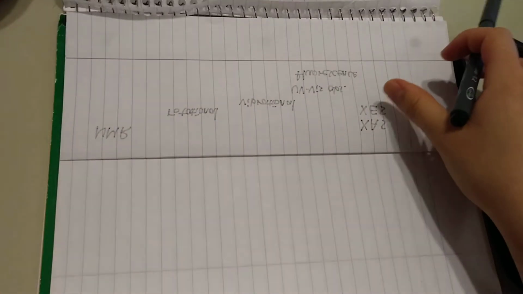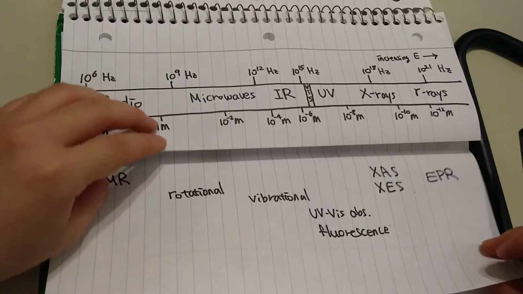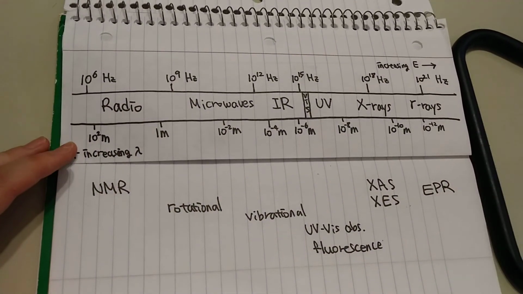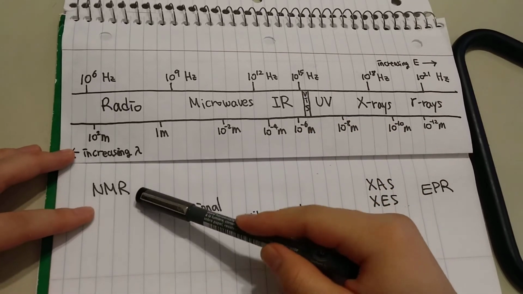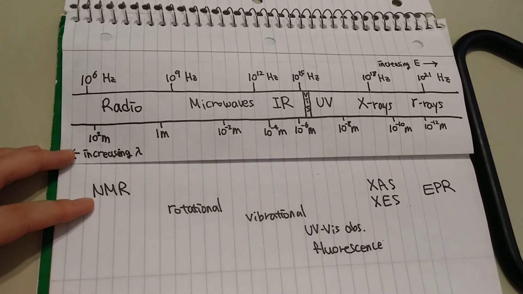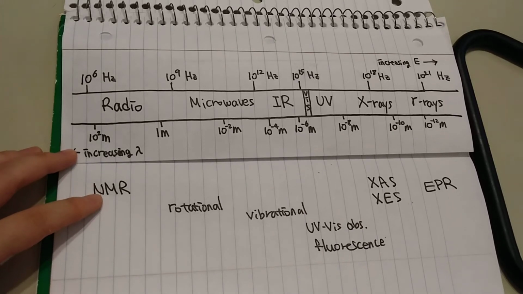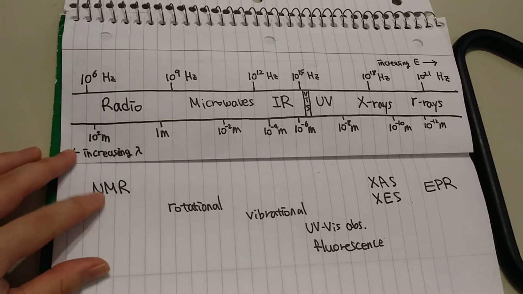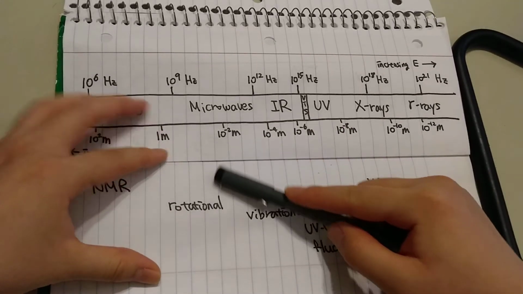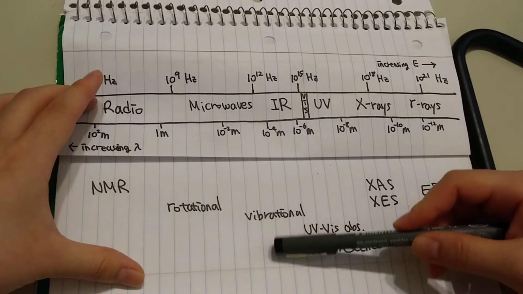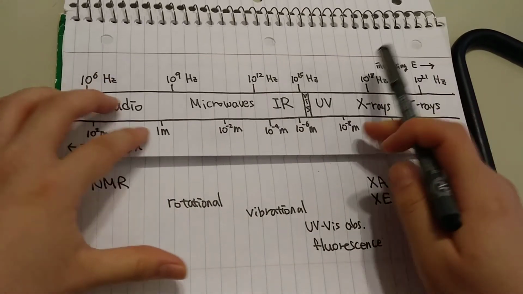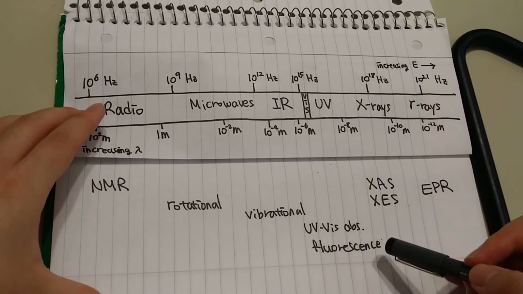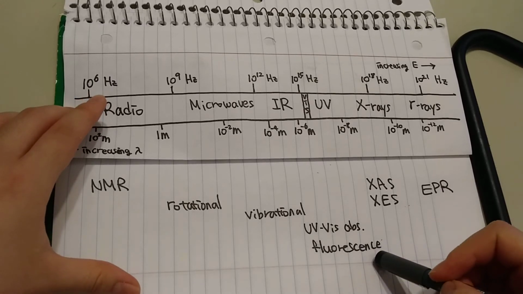Okay, then what about electromagnetic radiation application in chemistry? In radio wave frequency, there is NMR, nuclear magnetic resonance spectroscopy. This is to promote transition between nuclear spin energy levels. And microwave has rotational, IR has vibrational spectroscopy, and UV-Vis has UV-Vis absorption and also fluorescence spectroscopy.